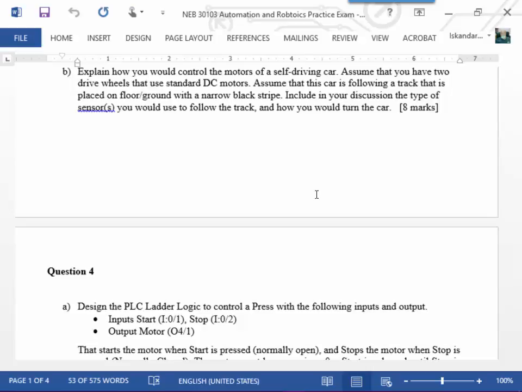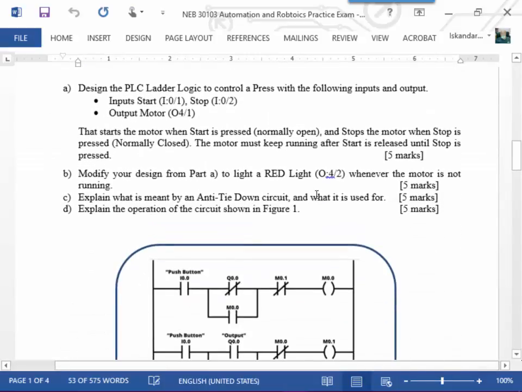Assume you're following a track. You would have some type of optical sensor to see whether or not you go off the track. If you go off the track and you need to turn right, you just simply adjust the motors. So again, I'm not going to write that answer. Question 4 is next.